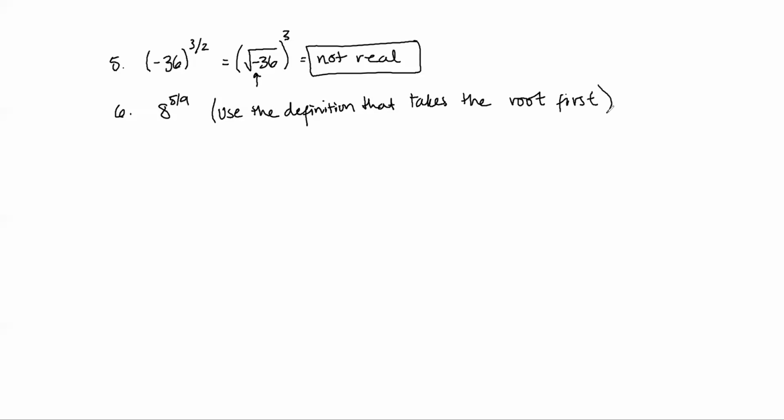Because for this one, we can only put this into radical form. We won't be able to simplify. You'll see why when we put it into radical form. They want you to use the definition that takes the root first.